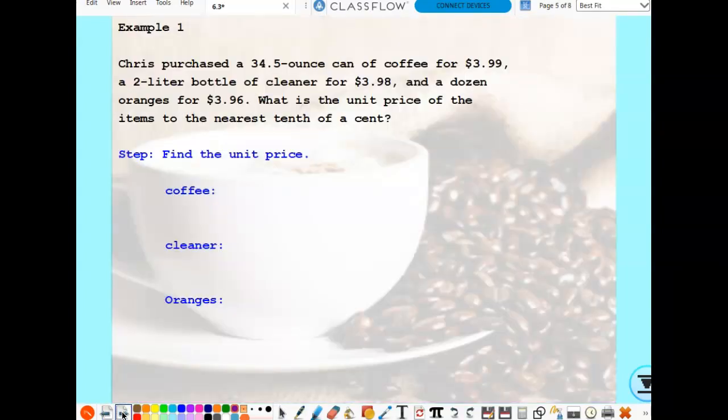So Chris purchased a 34.5-ounce can of coffee for $3.99, a 2-liter bottle of cleaner for $3.98, and a dozen oranges for $3.96. We want to find out the unit price of the items to the nearest tenth of a cent. So tenth of a cent would be to the third decimal point. You can see what unit is being used for each one of these. The coffee is in ounces, the bottle of cleaner is in liters, and the oranges are, sorry, not a dozen, this is individual orange.